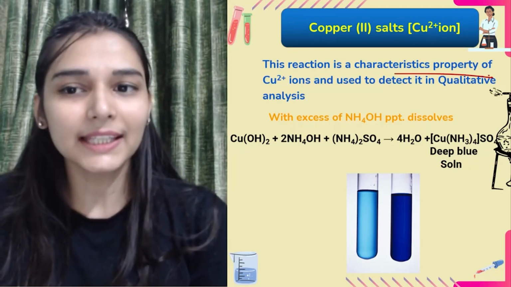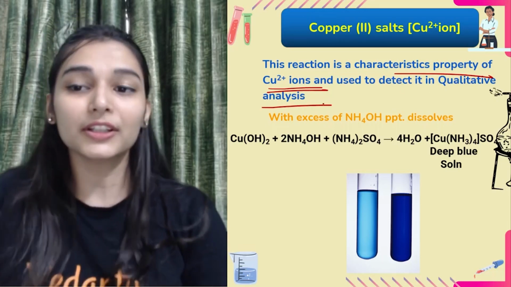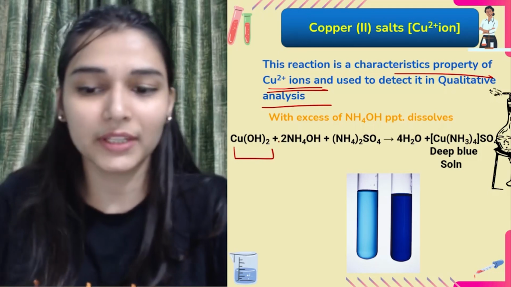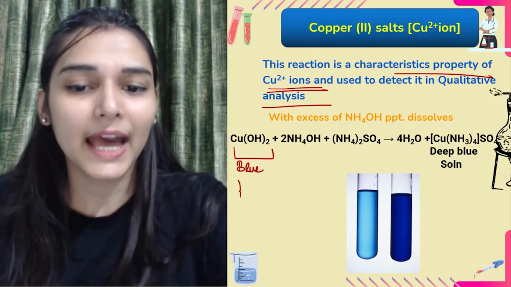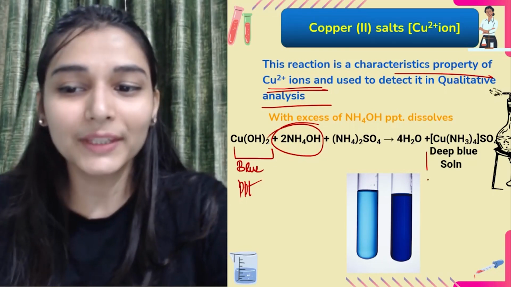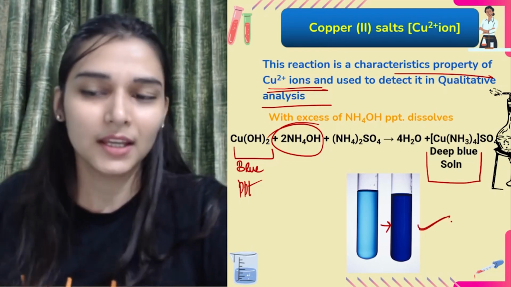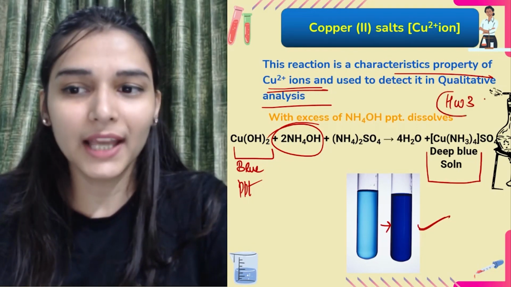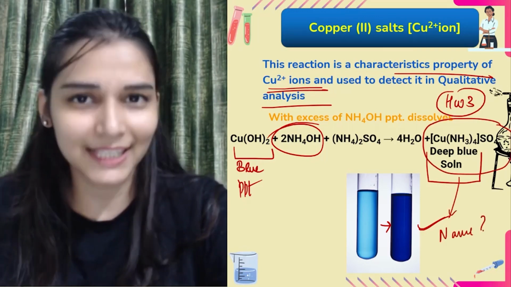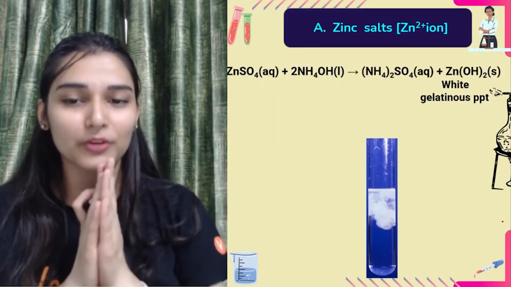And this reaction is a characteristic property of the Cu2+ ion, cupric ion, because it is also used in qualitative analysis. When you take this blue precipitate and treat it with excess of base, ammonium hydroxide, then a deep blue colored solution of a complex would be formed. Homework question number 3: I want the name of this complex in the comment section. Yes, you would be telling me the name. Okay, simple. And again I'm telling you these reactions are important.